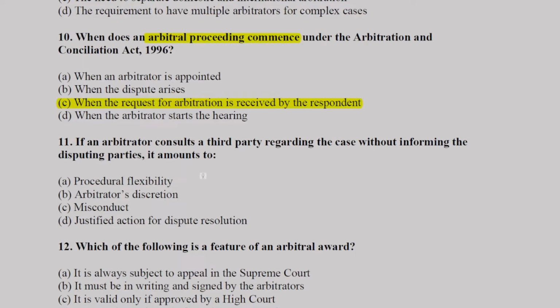If an arbitrator consults a third party regarding the case without informing the disputing parties, it amounts to procedural flexibility, arbitrator's discretion, misconduct, or justified action for dispute resolution. So the answer is C.